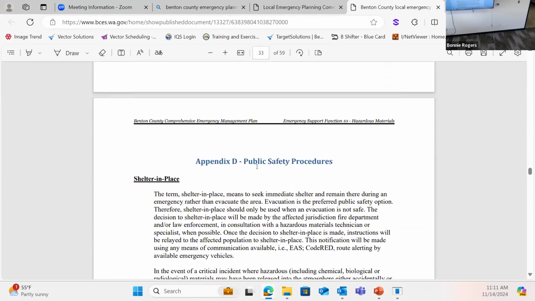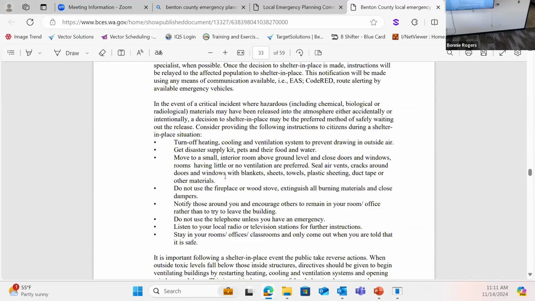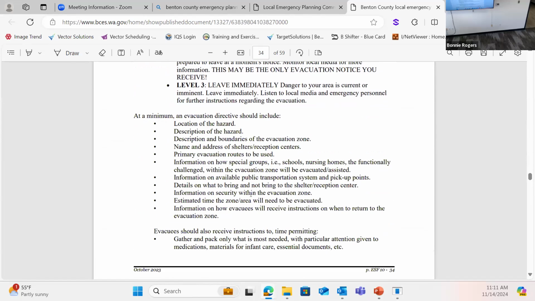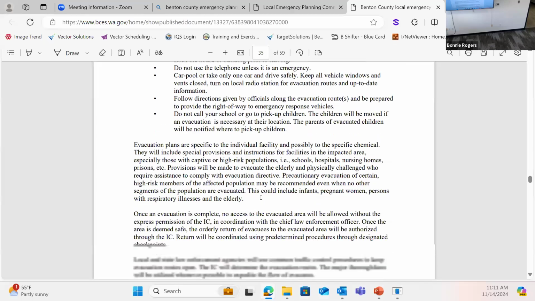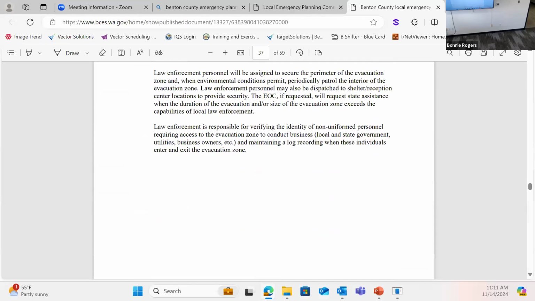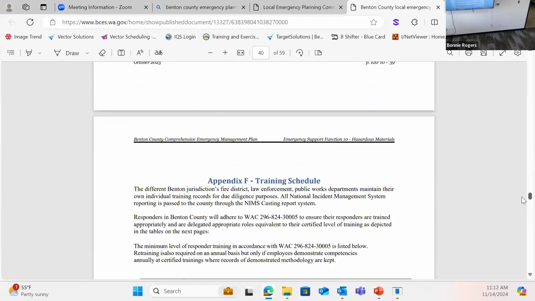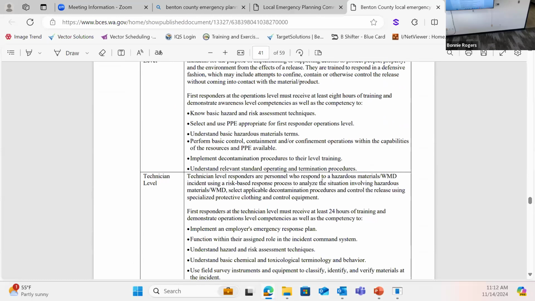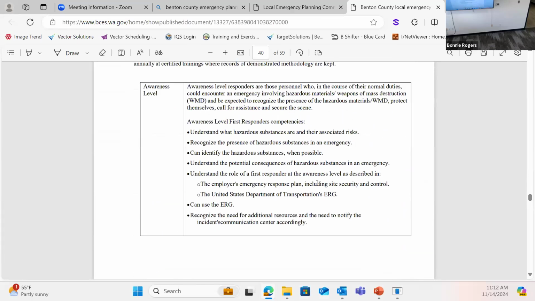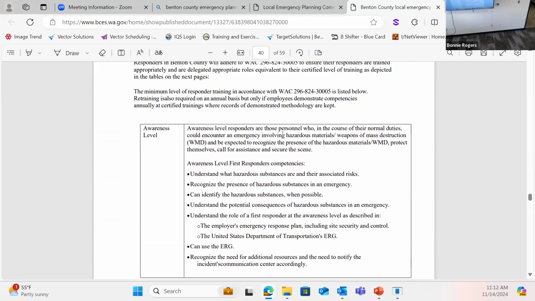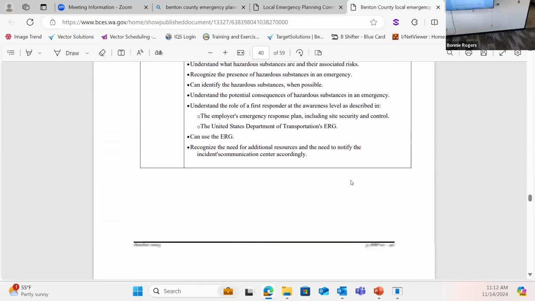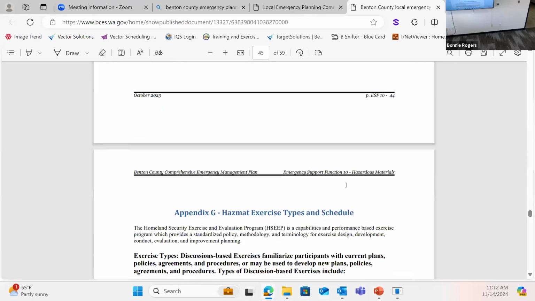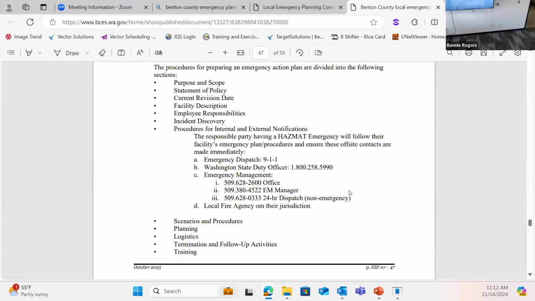Here we go. It talks about what we do if we shelter in place. We'll talk about that here in a few minutes. We have to evacuate. Different things here. Let me get down towards the bottom here. These are just the different expectations at each level. If you want to read it, you can. You know, in here it talks about certain things.